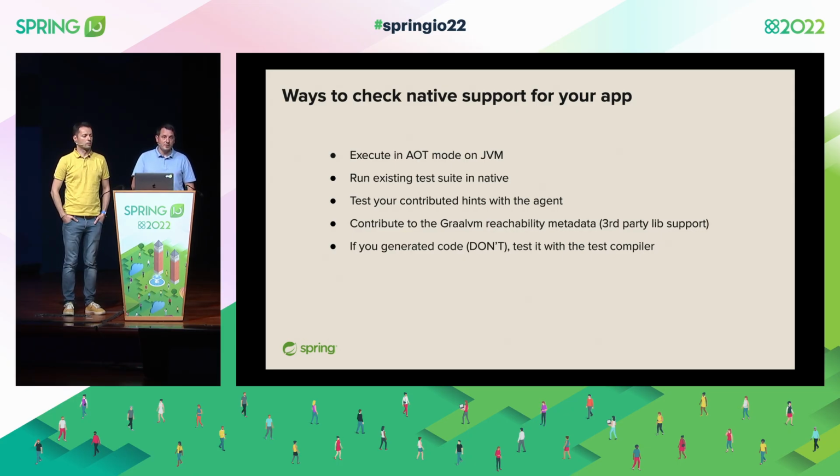Once you get to that stage, it basically means that whatever has been processed by AOT will work in the same way. Then your next step is to actually check if native is able to understand the application as it has been post-processed at build time. That may need to create some hints, so we have an infrastructure to do that and testing support to do that. Hopefully, if this is a third-party library, you can contribute to the Reachability metadata repository hosted by the GraalVM team.